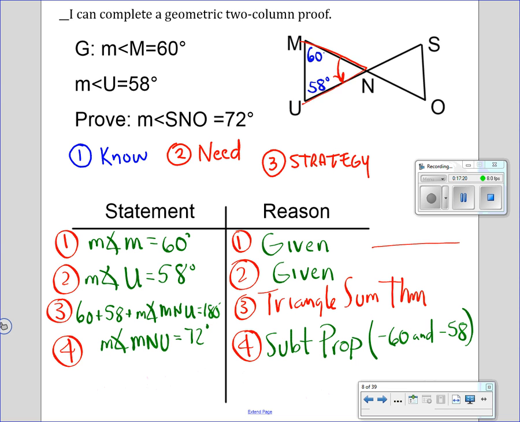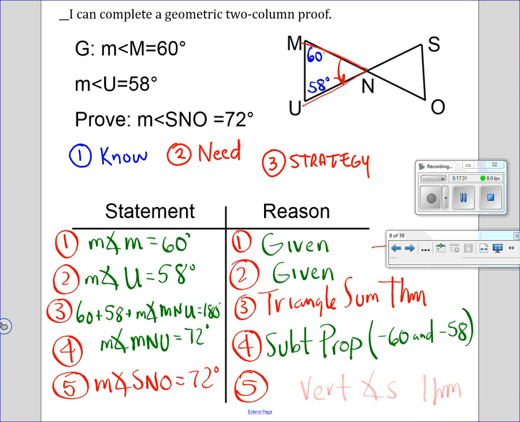They want to know the other side. But man, I'm not close. I'm going to now say that the measure of SNO equals 72. And the reason? Because of the vertical angles theorem. Okay? All right. So that's basically a 2-column proof for the geometric.